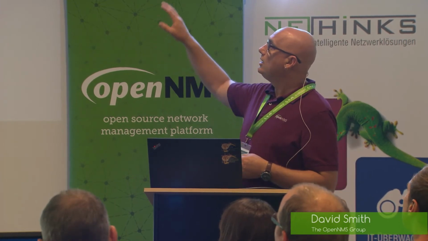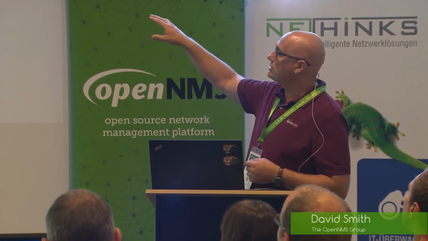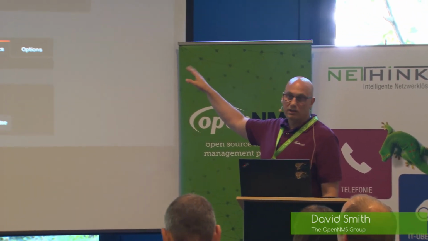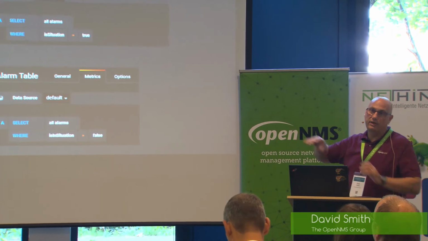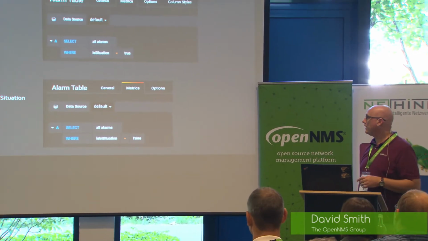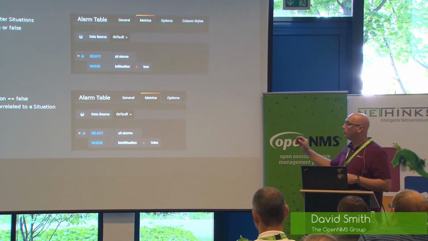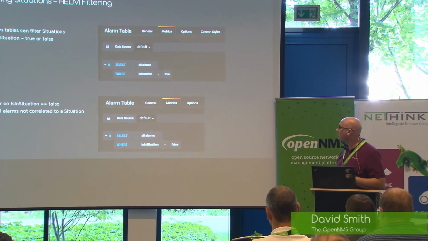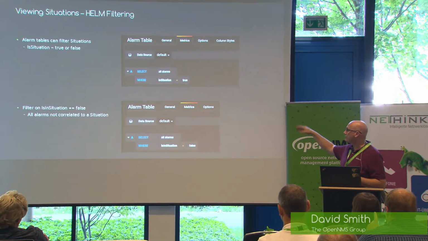You can see that the middle table was just facilitated by using the where "is a situation" is true. So it's as simple as that, and then you have all of your situations filtered out. Or if you wanted ones that aren't, conversely, you could just set it to false.